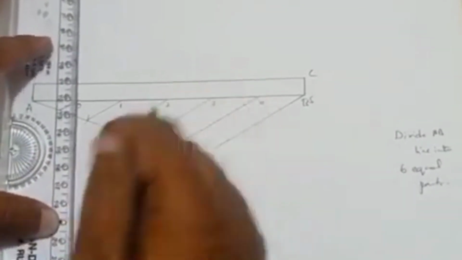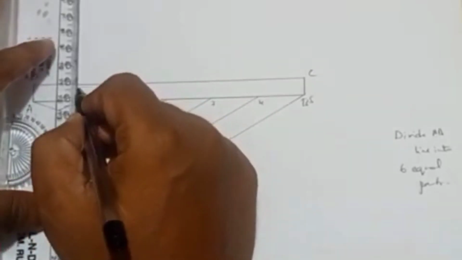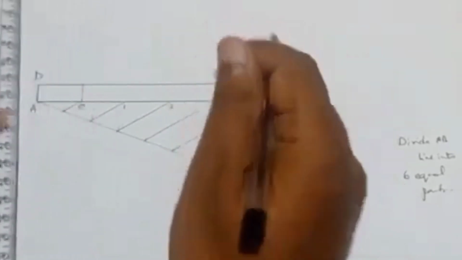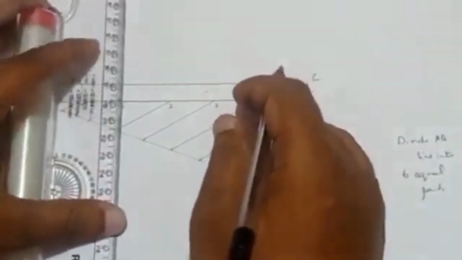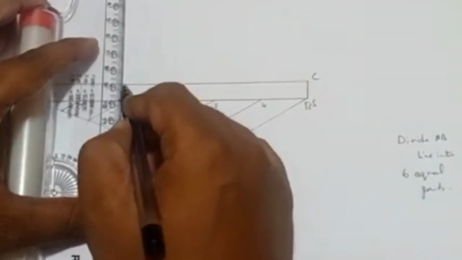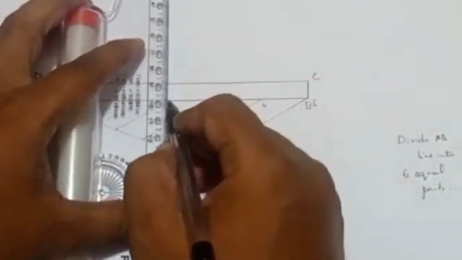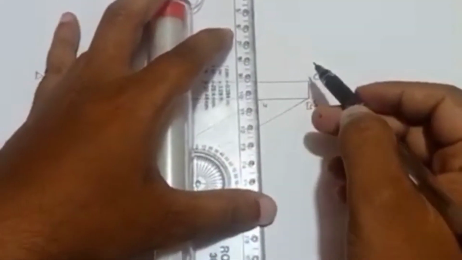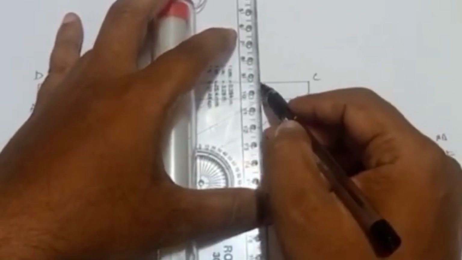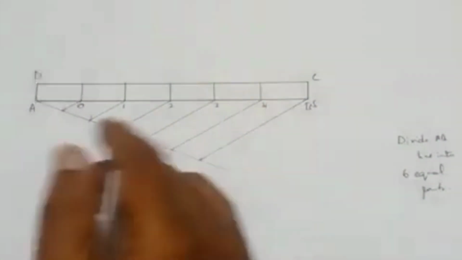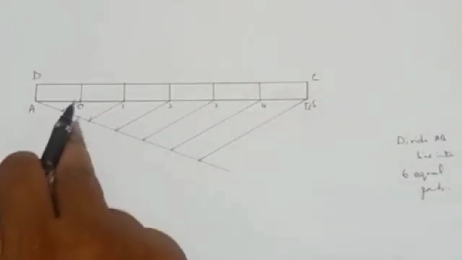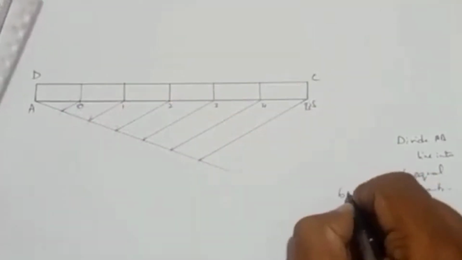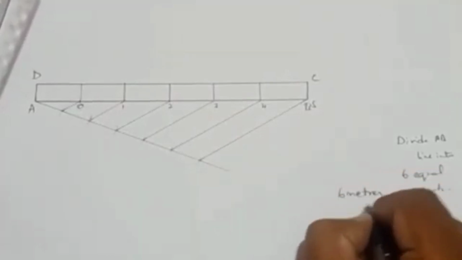Now I'll be drawing the vertical lines. So this will be divided into 6 equal parts. Each division is 1 meter. Six equal parts, with each part being 1 meter. Now the 1 meter we have to divide into 10 decimeter.